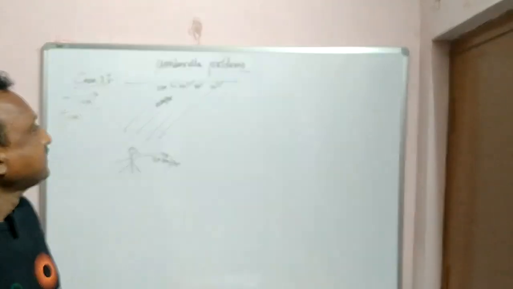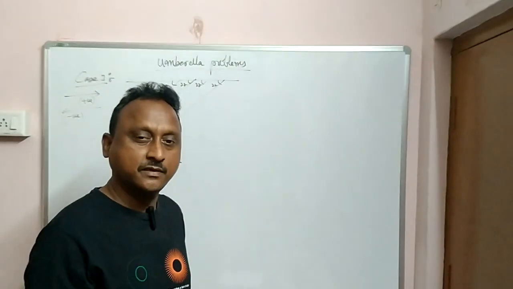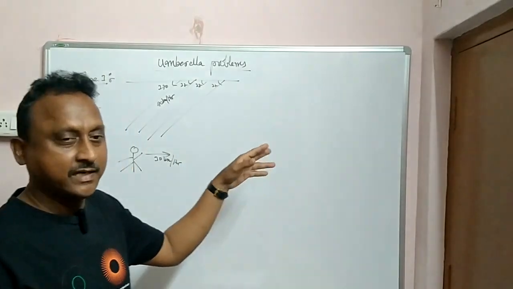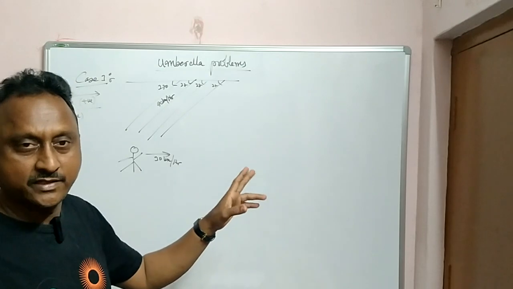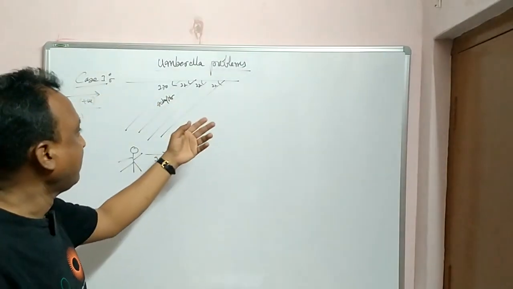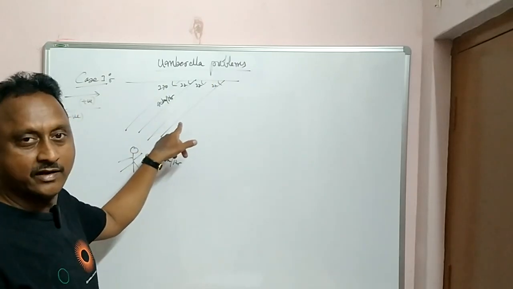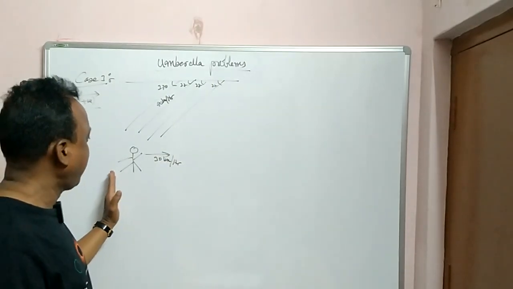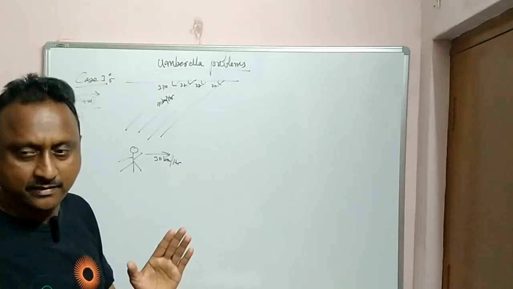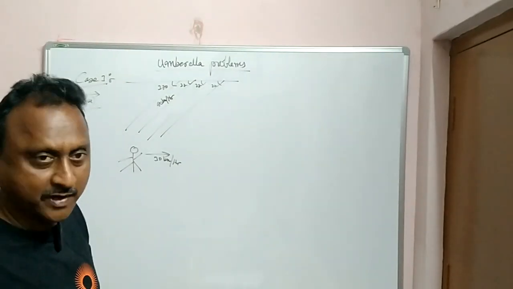Hi friends, in kinematics 2D problems, we have seen rain umbrella problems. Now let us see the last part of kinematics 2D, that is case 3. That means when rain is falling at some angle around 37 degrees and a man or woman is moving at 30 kilometers per hour in this direction. Now how to solve such a last case?